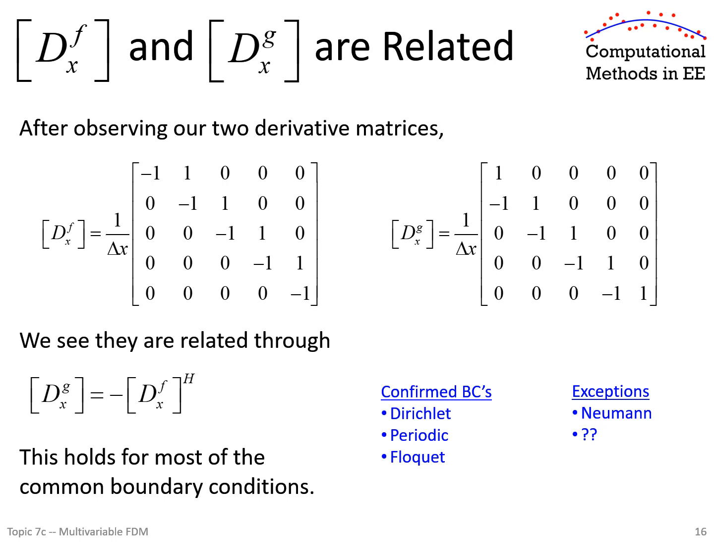So what this means, when it comes time to build the derivative matrices, assuming we're not using a Neumann boundary condition, this means we only really have to build one. We can construct the other just from the negative Hermitian of the first one. So it halves the amount of work we have to do to build those derivative matrices.